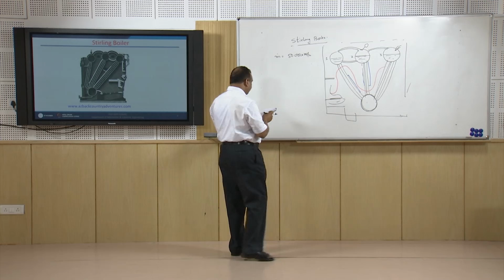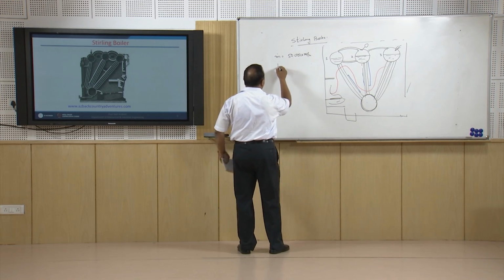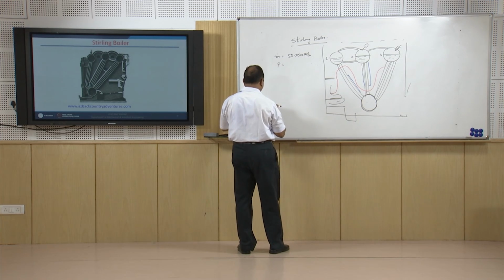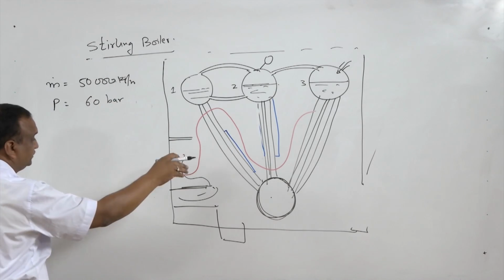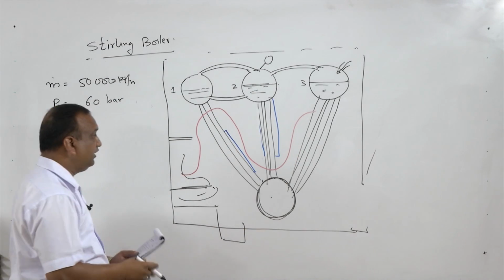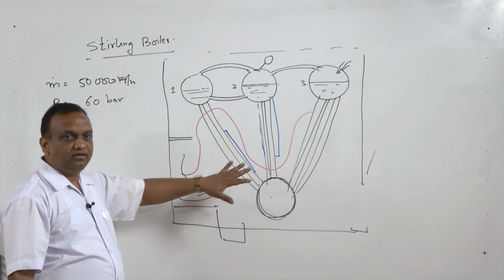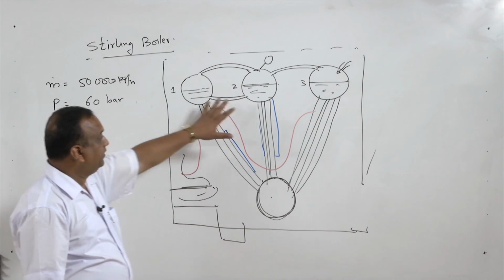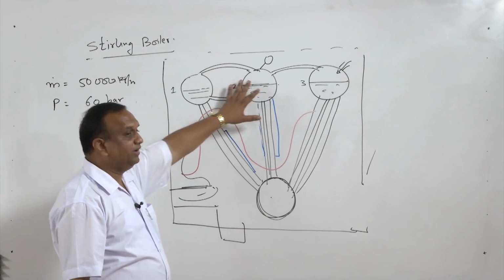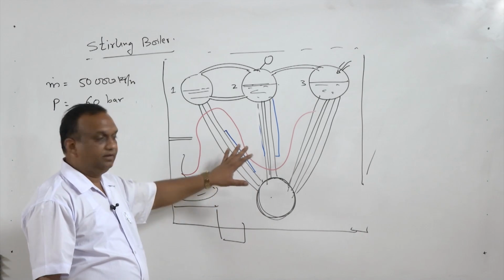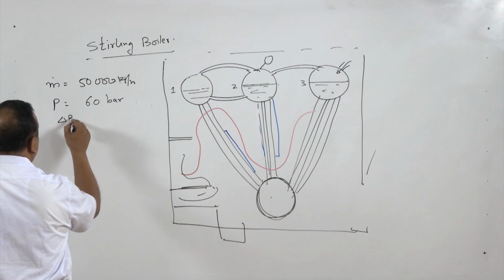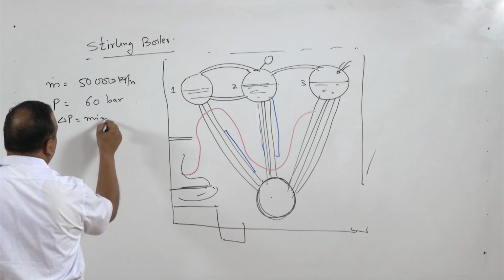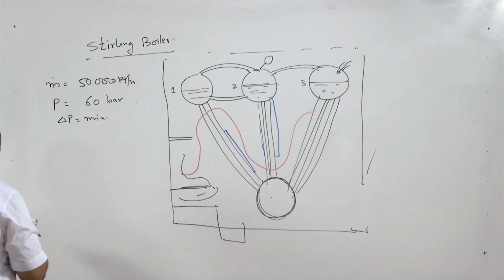Now the second thing is the pressure can also go up to 60 bar, and the pressure loss in the entire system is low, because it works on natural convection, right? In fact, the movement of water takes place by the principle of thermosiphon, right? So the pressure drop within the boiler is minimum. That is another advantage of this boiler.